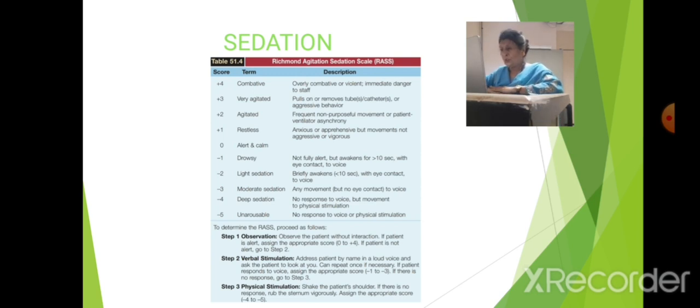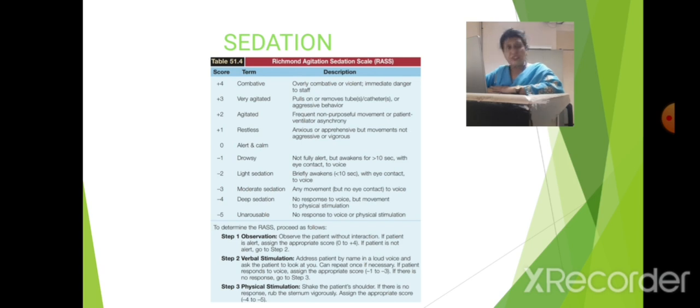Now what is step 2? Step 2 is verbal stimulation. Address the patient by name in a loud voice and ask the patient to look at you. Repeat once if necessary. If the patient responds to voice, assign the appropriate score, -1 to -3. If there is no response, go to step 3.